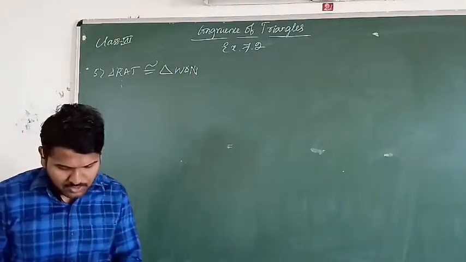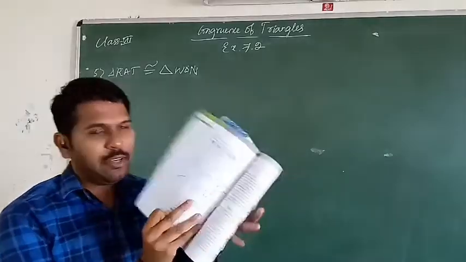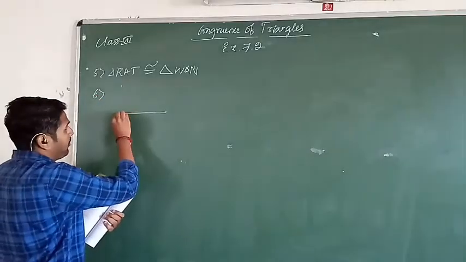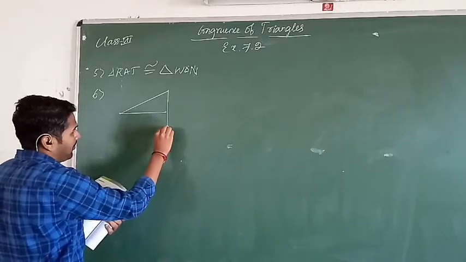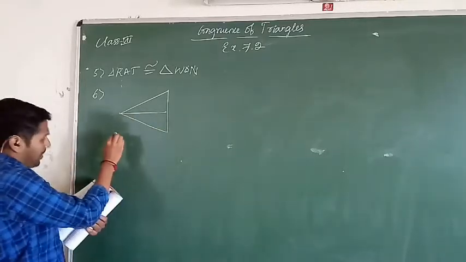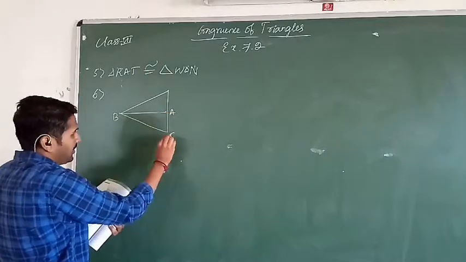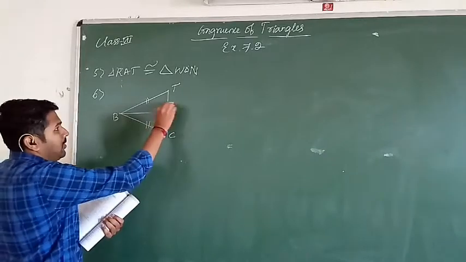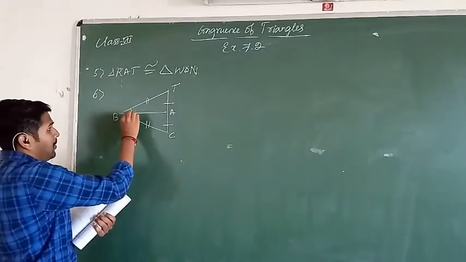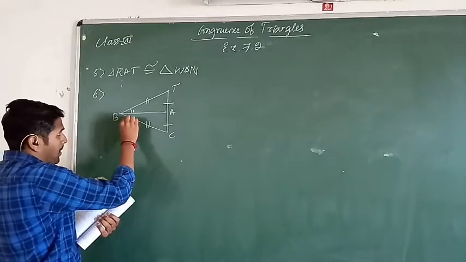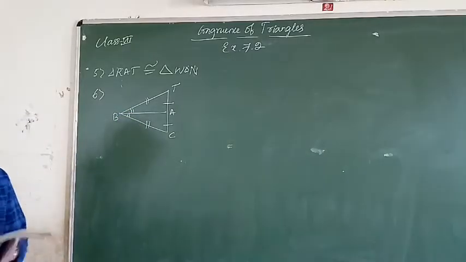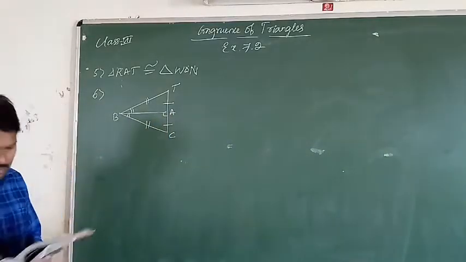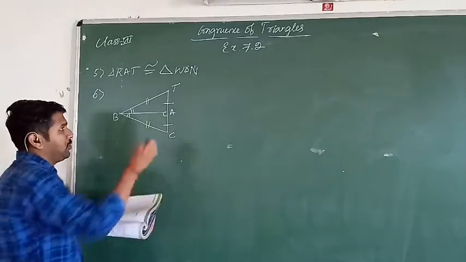So next, sixth one, complete the congruence statement. So here they given the figure, sixth one. B, A, C and T. So these two are equal, this side is equal, and this one is 90 degrees, isn't it? So this one also.